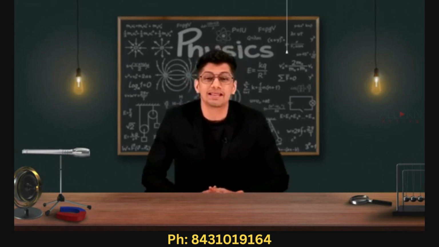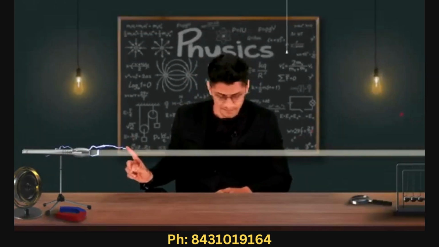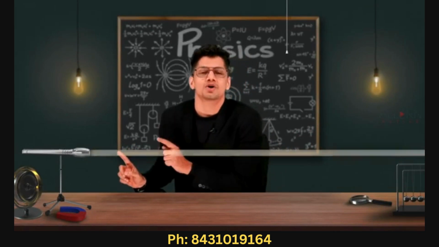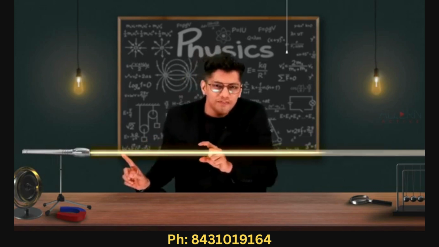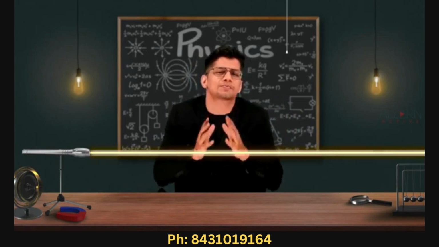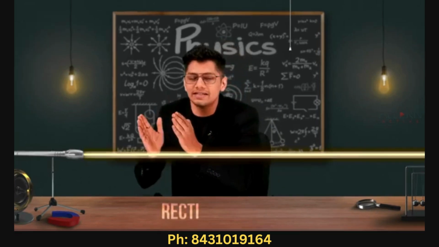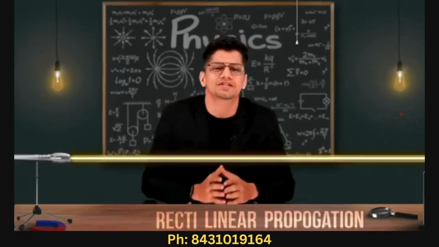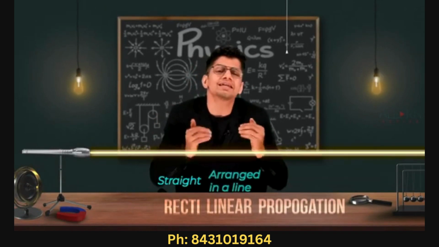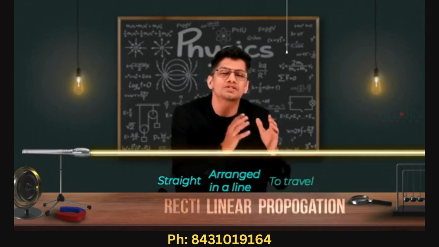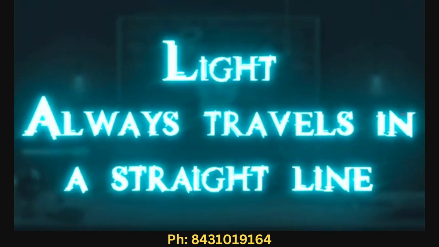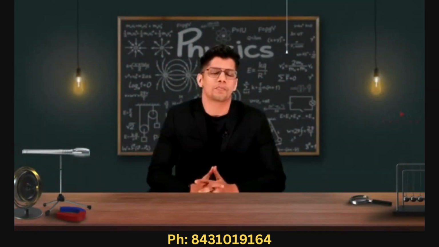For the first property, let me switch this torch on. You just saw, the moment I switched the torch on, there was a beam of light which traveled in a straight line. And this is the first property of light, that is rectilinear propagation. The word recti means straight, linear means arranged in a line, and propagation means to travel. So rectilinear propagation means light always travels in a straight line. So this was the first property of light.